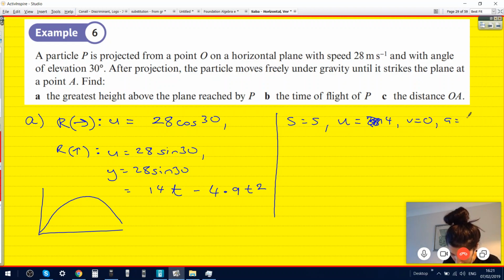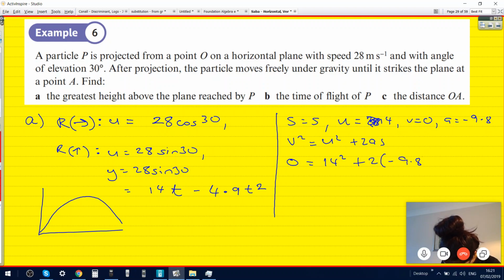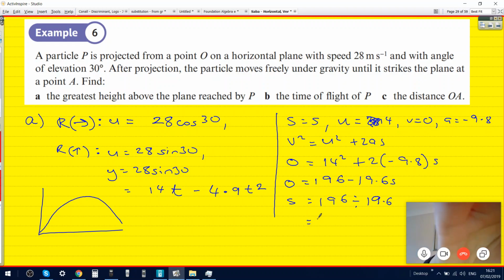So we need something without T in it. So V squared equals U squared plus 2AS. So we have 0 equals 14 squared plus 2 times minus 9.8, which is minus 19.6 s. 14 squared is 196. S equals 196 divided by 19.6, which equals 10. S equals 10 meters.